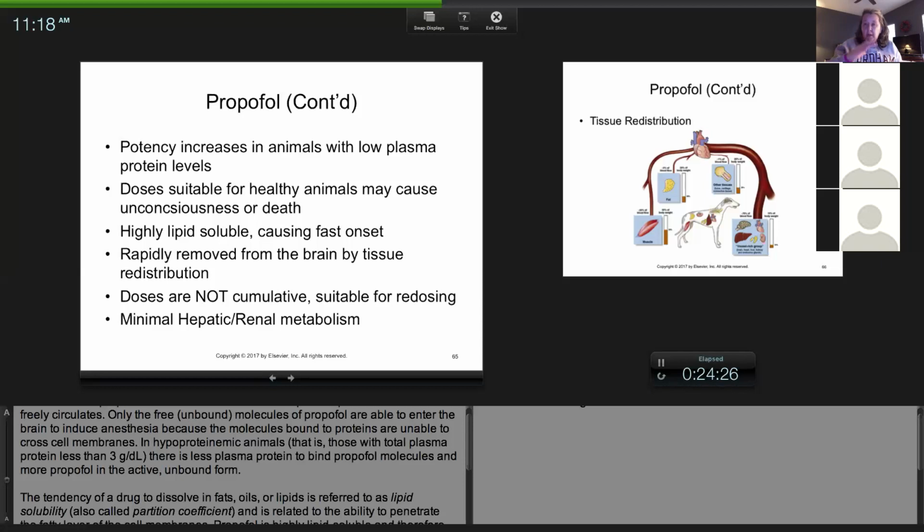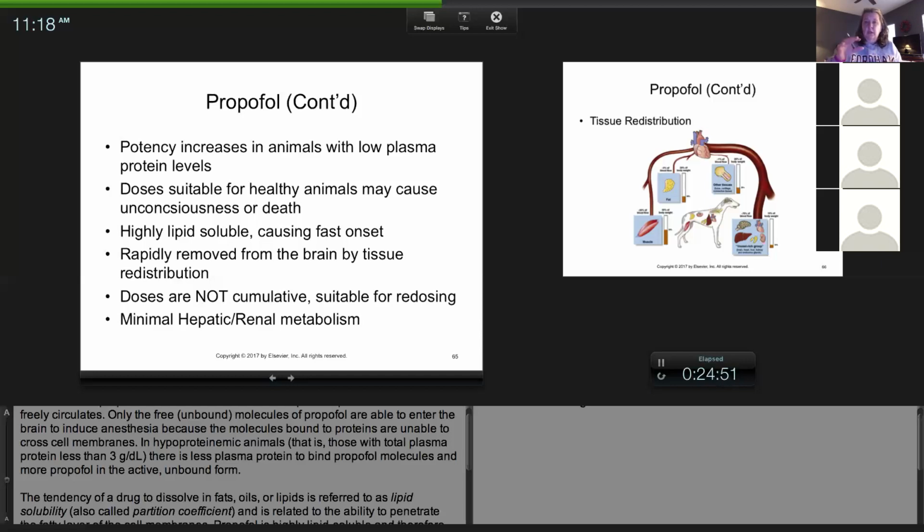So another way to compare injectable anesthetics is whether they are cumulative. Propofol is not cumulative. First dose is gone. Second dose then is gone. They're not adding to each other. And the nice thing about propofol, minimal hepatic and renal metabolism. This drug just kind of gets excreted.